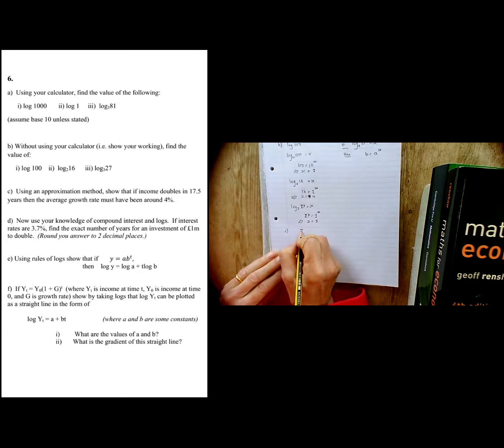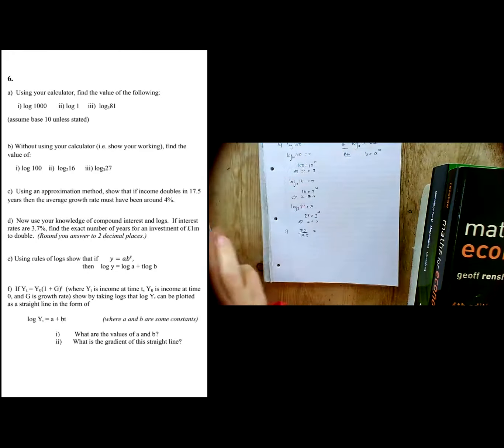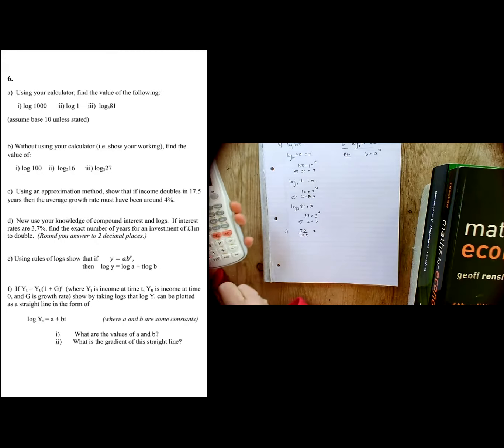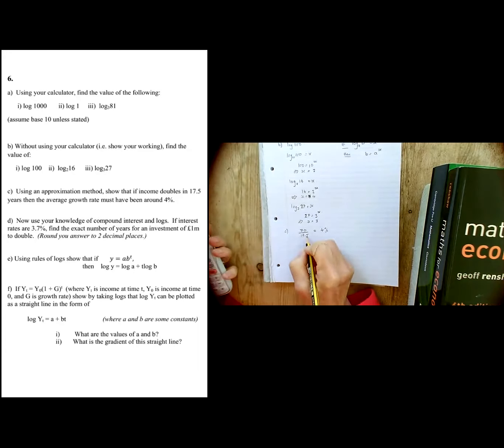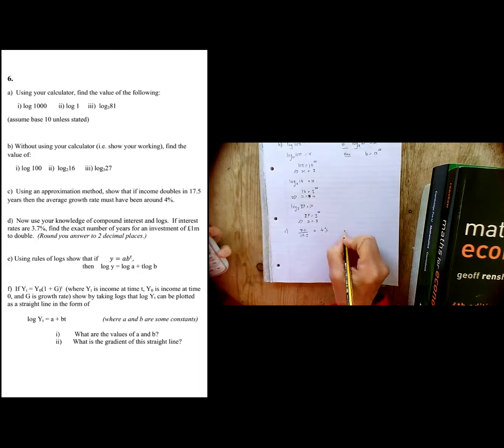So if we divide 70, a long story as to why it's 70, by 17.5, it will give us the approximate interest rate. So I'm just dividing 70 by 17.5, and it equals 4%. So 70 divided by the number of years gives you the rate.